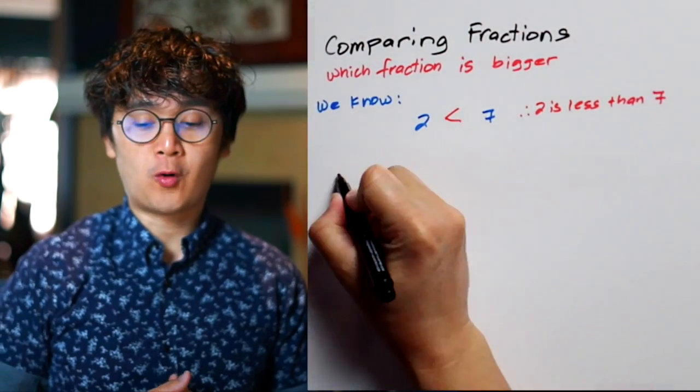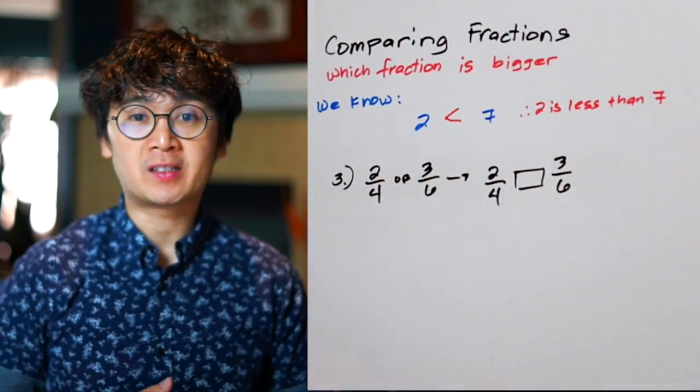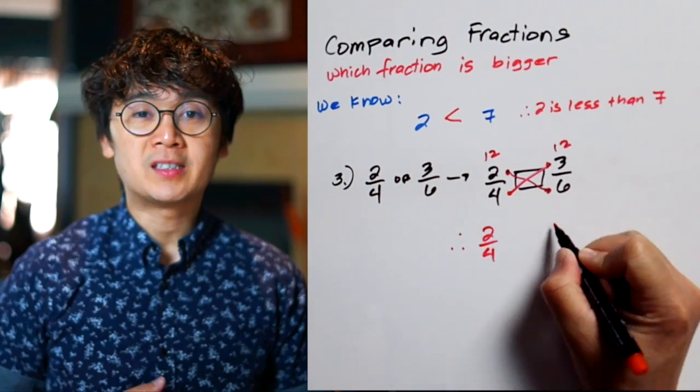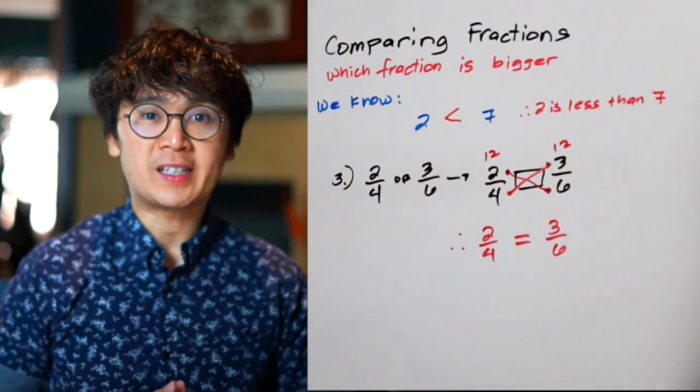For 2 over 4 and 3 over 6, by cross multiplication, we have 6 times 2, which is 12, and 3 times 4, which is also 12. Since we have the same value for our products, therefore 2 over 4 is equal to 3 over 6.